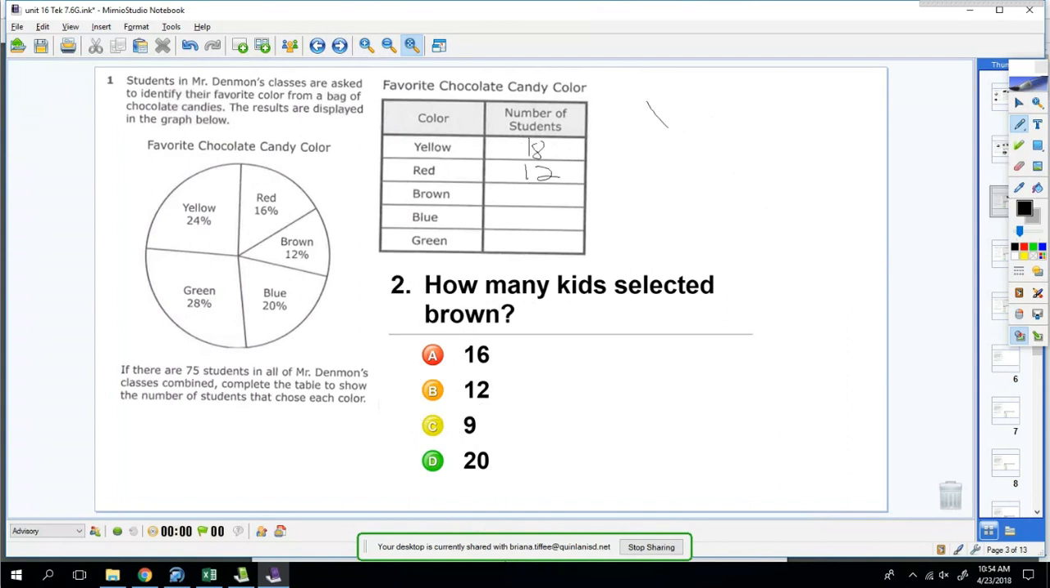Now let's do brown. Brown's the same idea. You have x over 75 again. This time you're going to have 12% over 100. You cross multiply. 12 times 75 is 900, equals 100x. Divide by 100 on both sides, cross out your zeros, and you get 9.